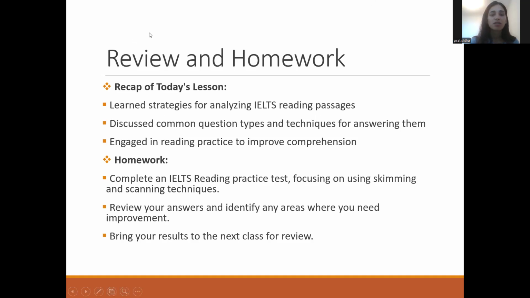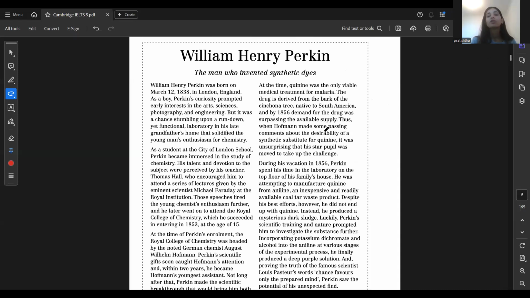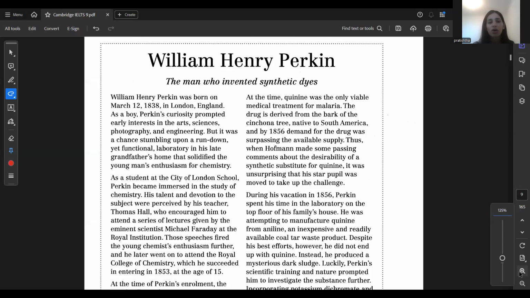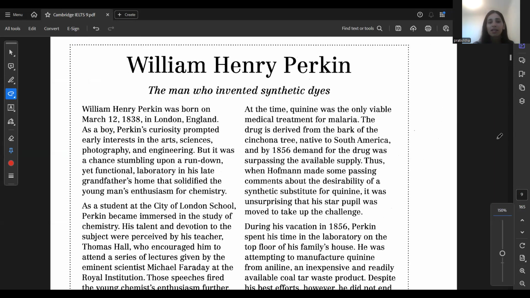So let me share my screen on the reading comprehension passage. Right. So we are going to read this. The man who invented synthetic dyes. William Henry Perkin was born on March 12, 1838, in London, England.